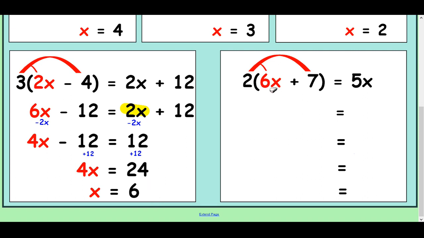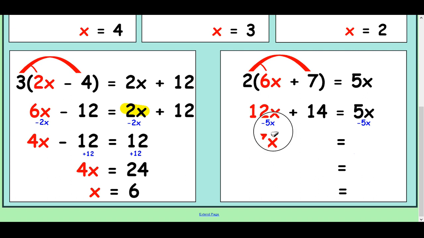Okay, last one. Now, the last one has no numbers here, but it's got x's, and again, sometimes that can mix people up. So let's have a look at this. So we'll multiply out the bracket, 2 times 6x, which is 12x, plus 2 7s are 14, and nothing's happened to the 5x yet. But what I'm going to do, like I did over here, is I'm going to take it away. So I'm going to take away 5x from the 12x.